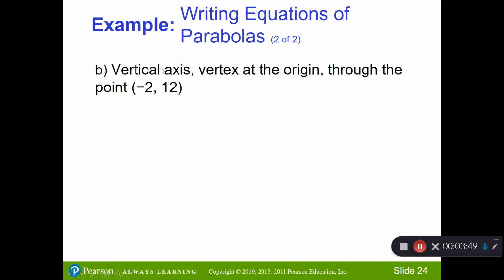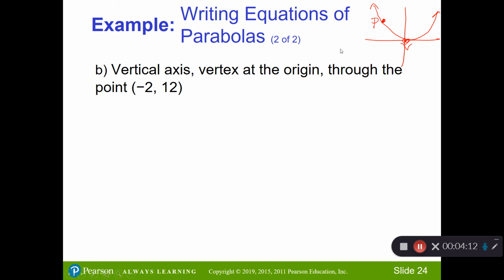All right, so now I want to find the equation of one that has a vertical axis, vertex at the origin. Okay, so again, vertex at the origin here, and it's passing through the point negative 2, 12. So negative 2, 12 is a point on the graph. So it's got to go like this to pass through the vertex. So I've noticed that I'm opening up.